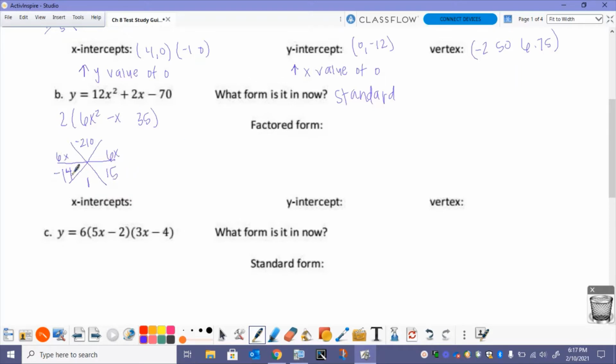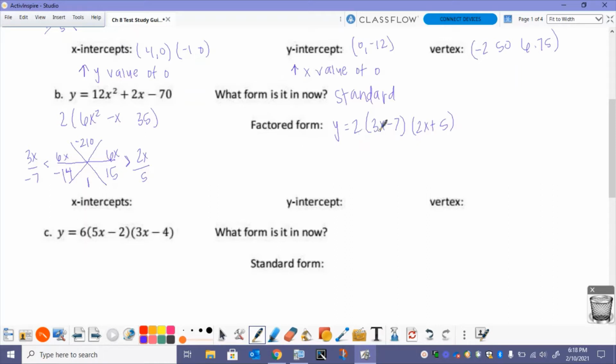All right, so 6x over negative 14 can be simplified by 2. These are both divisible by 2. So this simplifies to 3x over negative 7. Remember that you need to keep your negatives where they are, and also you always need two numbers. You don't just simplify to 1 if it is divisible. So 6x over 15 also simplifies, and this would be 2x over 5. Those are both divisible by 3. So our factored form would be y equals your GCF of 2 times 3x minus 7 times 2x plus 5.